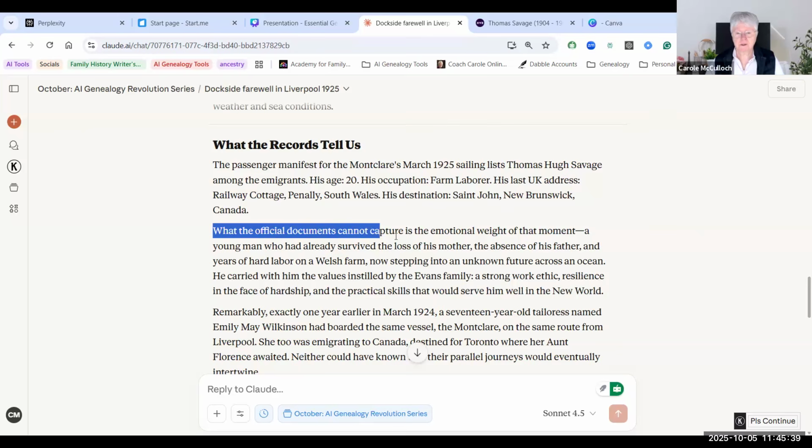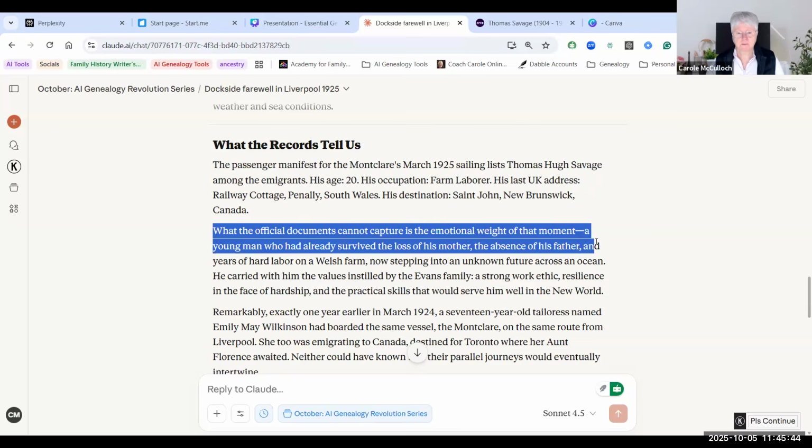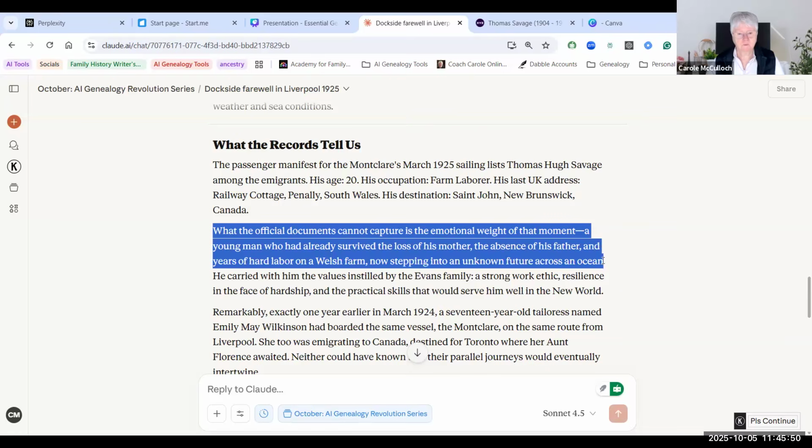What the official documents cannot capture is the emotional weight of that moment. A young man who had already survived the loss of his mother, the absence of his father, and years of hard labour on a Welsh farm, now stepping into an unknown future across an ocean.